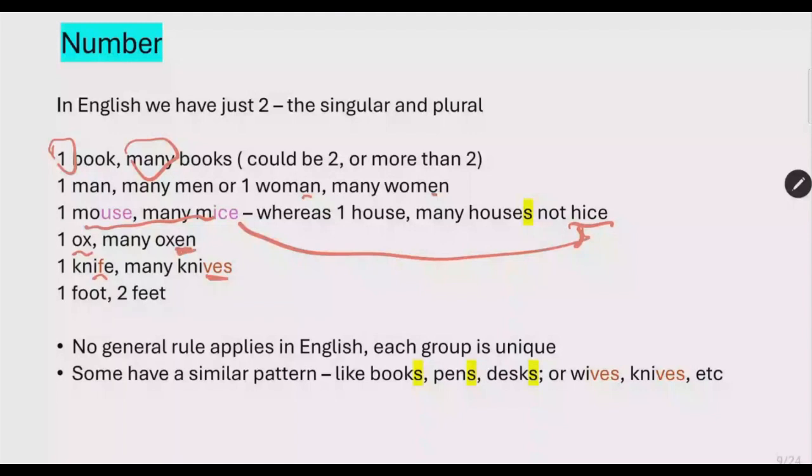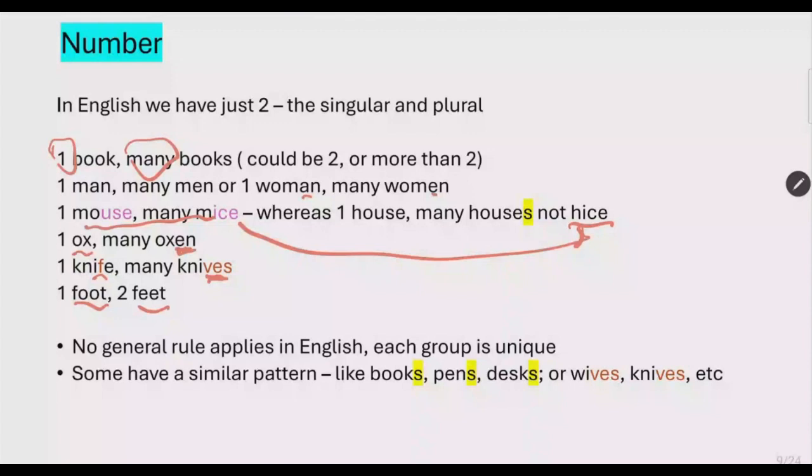Now, these are just a few. There are many, many more groups of words that take each of these different types of plural. Right, so no general rule applies to all English nouns. Each of these groups, and I've given you 6 examples here, is kind of unique, but there are more words in that particular group, and there are even more groups than I've listed here.